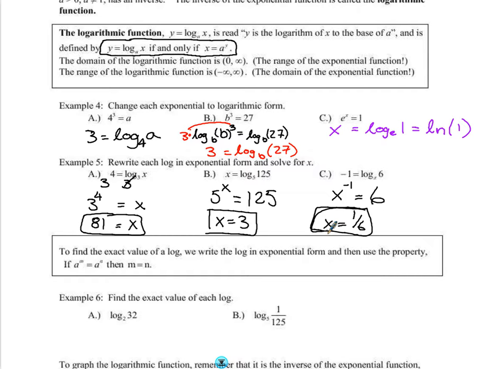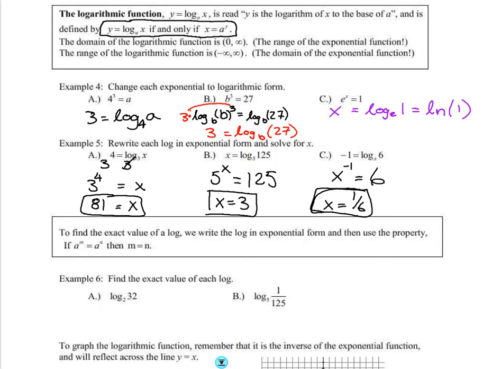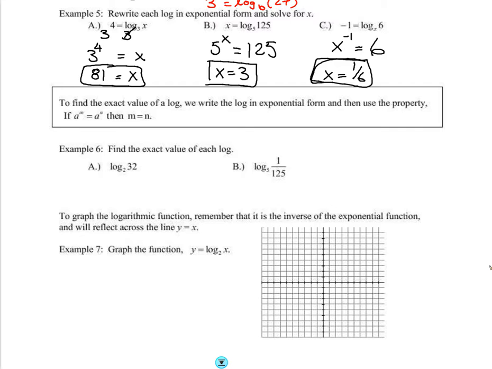Now remember, once we change from log to exponent form, we can still use that property of the fact that if the two bases are equal, then their exponents are equal. So let's find the exact value of each of these logs. We could put this in our calculator, but if we don't have our calculator, we have to be able to switch it back to exponent form and solve.